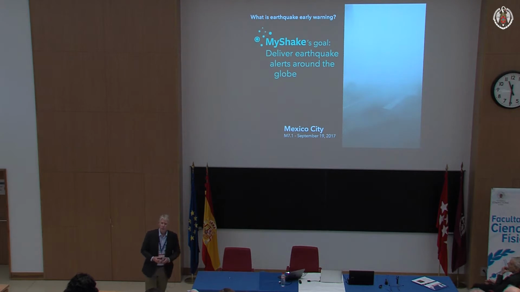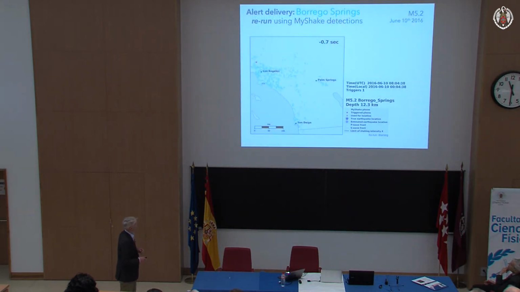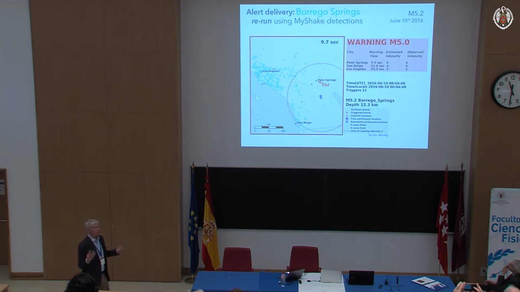So this opens up the possibility, if we can do early warning using the MyShake earthquake detection capability, we could do earthquake early warning around the globe. And so that's what we're now working towards as rapidly as possible. The only piece that I haven't shown you that we need for this technology to do early warning is the alerting piece. Okay? So this is the Borrego Springs earthquake.